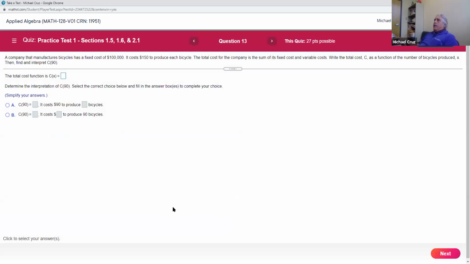A company that manufactures bicycles has a fixed cost of $100,000. It costs $150 to produce each bicycle. The total cost for the company is the sum of its fixed cost and variable costs. Write the total cost C as a function of the number of bicycles produced.